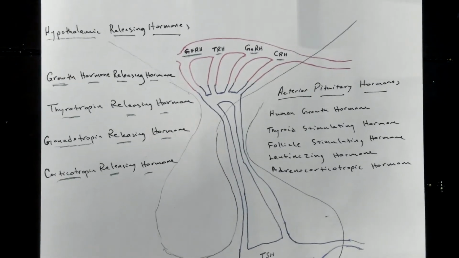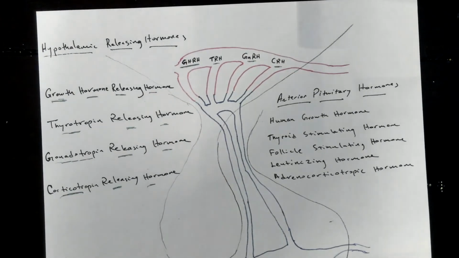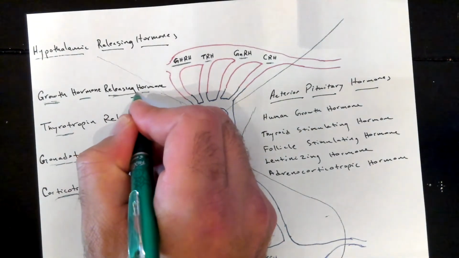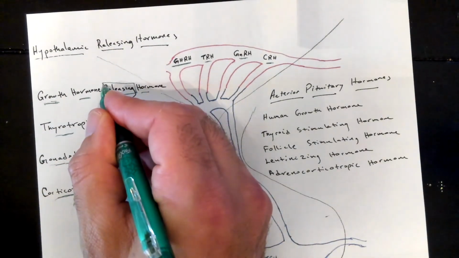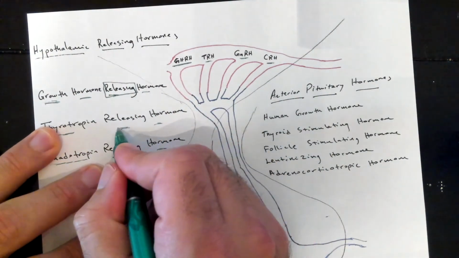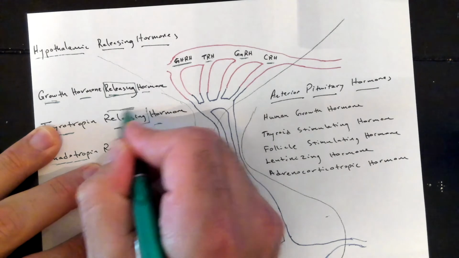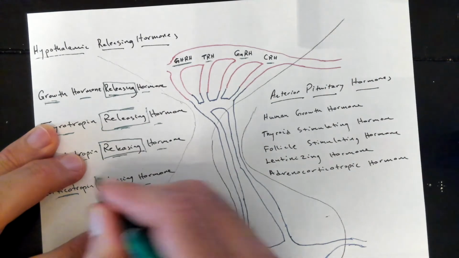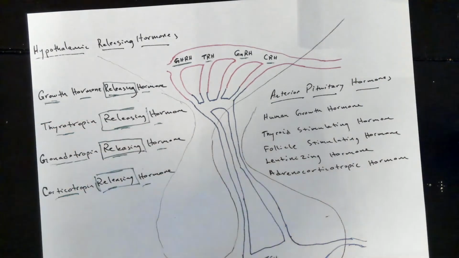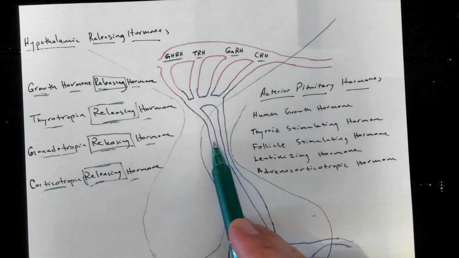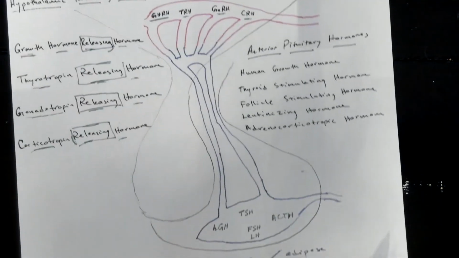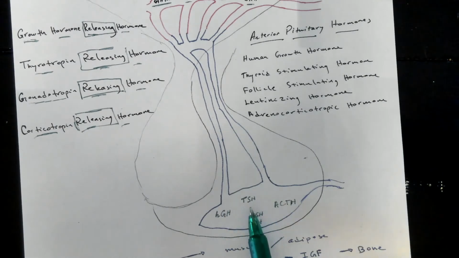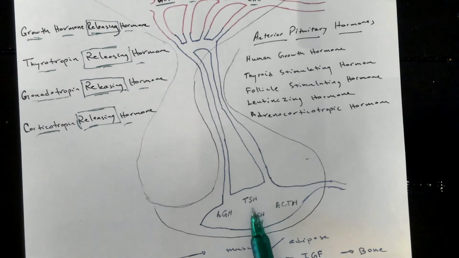So before we get there, let's see what is similar here in these names. All of them have this word inside of them, releasing hormones, right? So anytime you see that word releasing in the name, you know that it has to be hypothalamic and that it has to go through these portal veins to target cells in the anterior pituitary in order to get the anterior pituitary to make other hormones. So please keep that in mind.